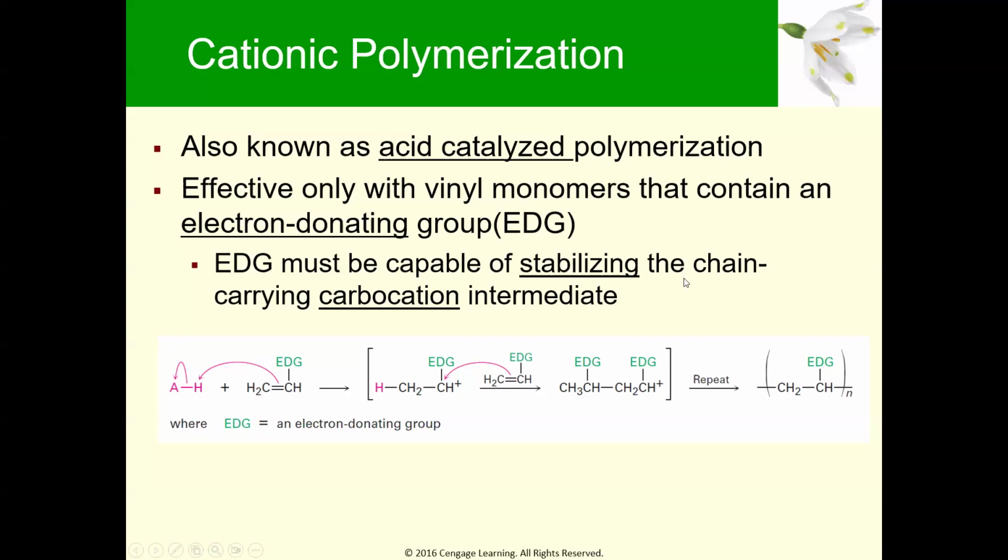And the reason why this works is because that electron donating group is capable of stabilizing the chain carrying carbocation intermediate. So you can see in the brackets here that our intermediate has this positive charge. So anything about that electron donating group that will stabilize that positive charge is going to facilitate this type of polymerization reaction. It just repeats over and over again until you create the really large molecule. Okay.